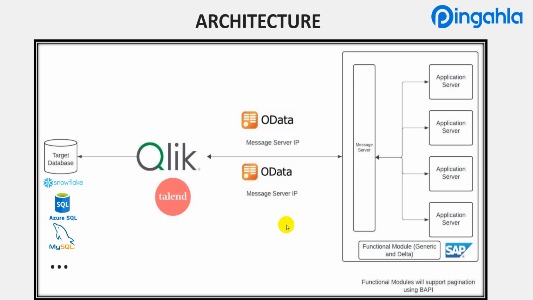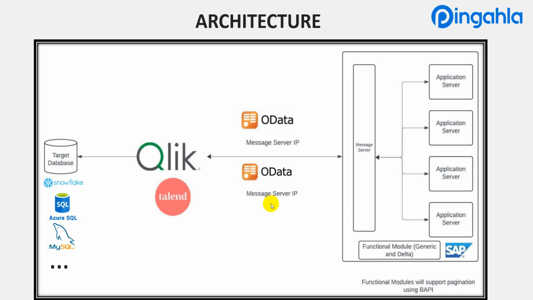In this general architecture diagram, on the right, we have SAP with the message server, application server, and the functional model. The message server is only for cluster configuration. The functional model supports Delta, generic, and pagination processes. We expose our OData web service by interconnecting and calling this functional model.